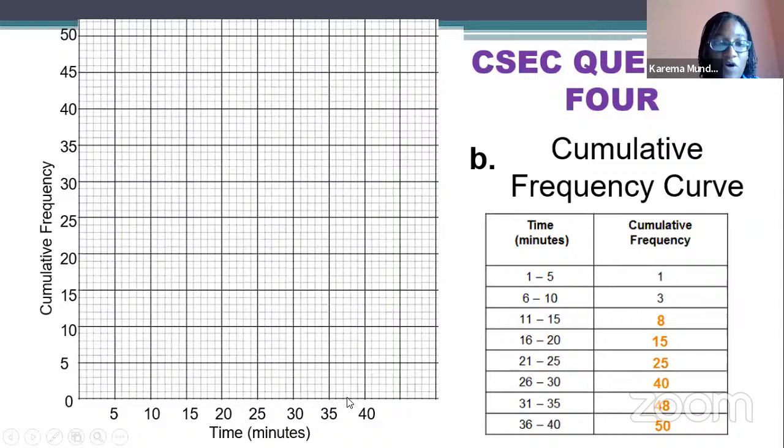So the time that we're looking for, 5, is supposed to match with 1 on the cumulative frequency axis. All right, and that should pop in, right? And 10 will match with 3, and so on. 15 will match with 8, all the way up till we get to 40, matching with 50. And then remember now we use a smooth curve to connect our dots. Awesome. So this is what your cumulative frequency curve should look like.